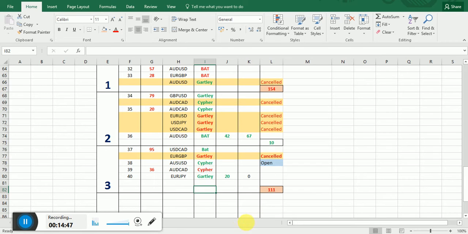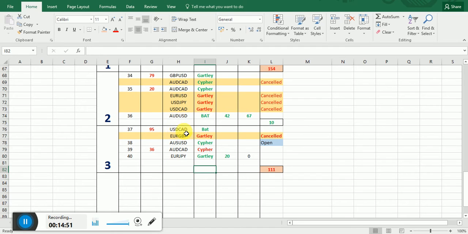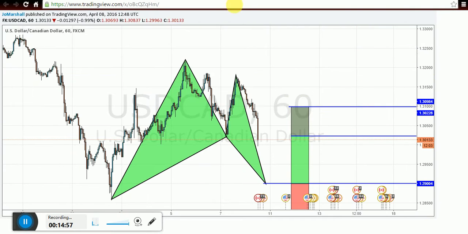But let's try and reflect back on this week's trades. I'll show you guys the first trade that we took with the US dollar CAD. It was a bad pattern. Yeah, that was the bad pattern that we had. The market completed the bad pattern at 1.2900. So let me show you guys what happened.